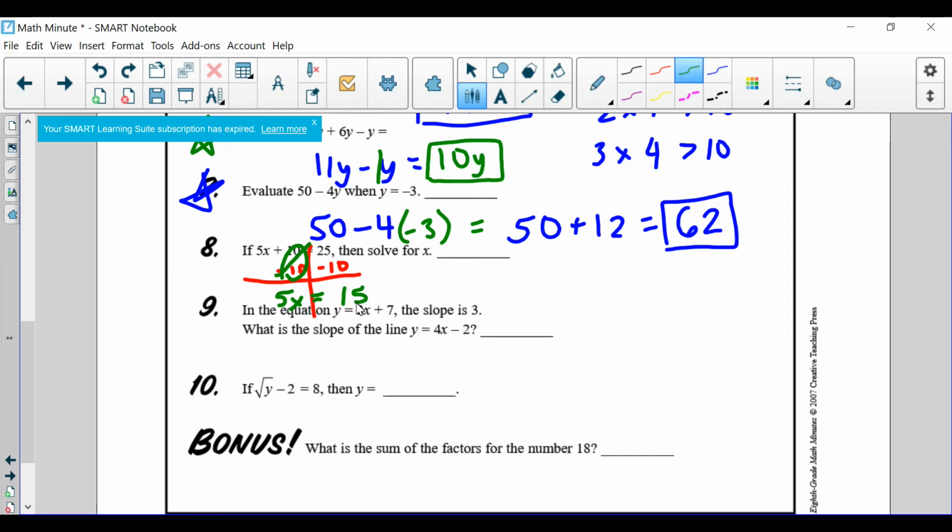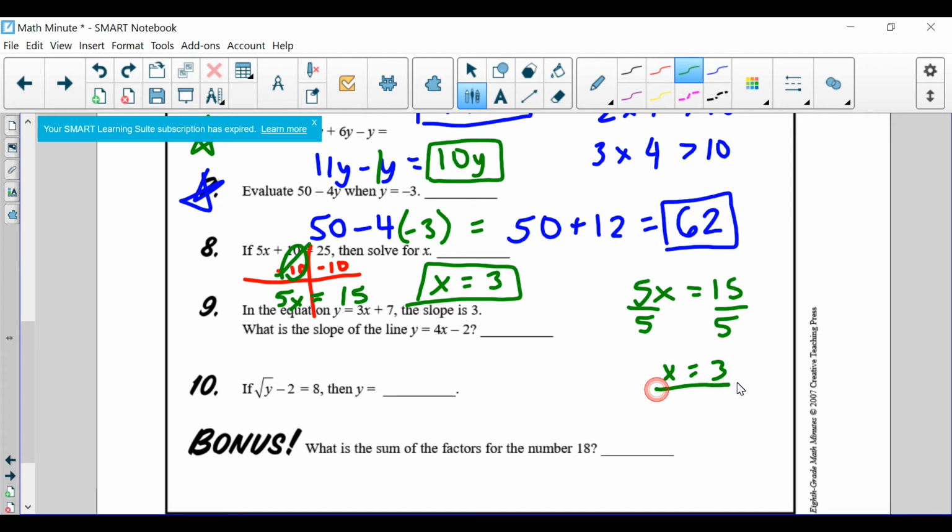If 5x is equal to 15, stop and think. 5 times what number is equal to 15? 5 times 1 is 5, 5 times 2 is 10, 5 times 3, oh, 5 times 3 is 15. Now you could have also done this right here, 5x equals 15, and divided by 5 to get x is equal to 3. Either way is correct. x is equal to 3.